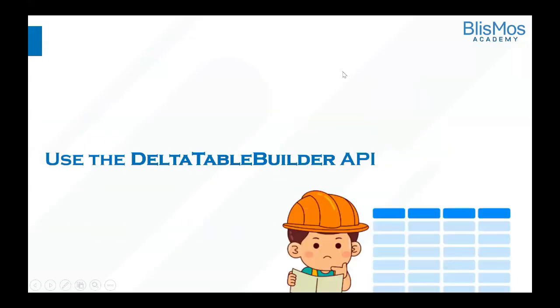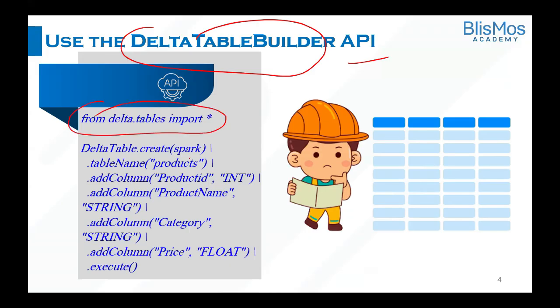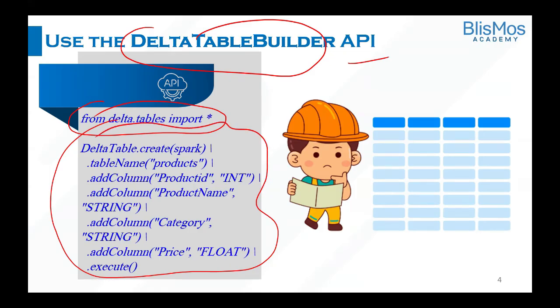Okay, and one more way is you use the Delta table builder API. All you have to do is import from delta tables, and here you are using an API. I think anyway it will be shown as a part of the demo, and create the Delta table. Means in a way what you are doing is you are creating the schema upfront and creating a Delta table. Okay, you are creating a Delta table here.